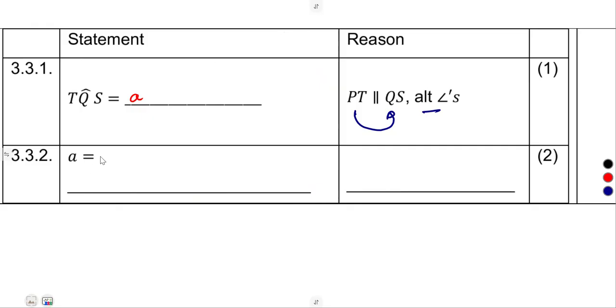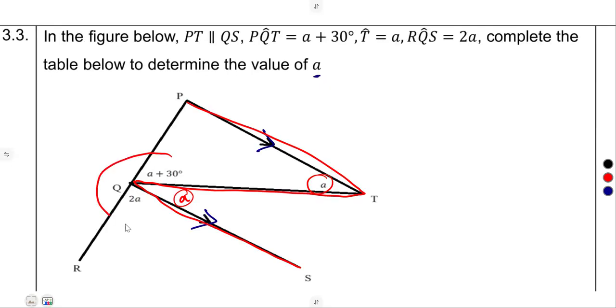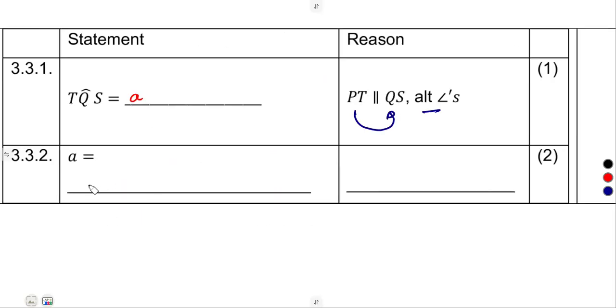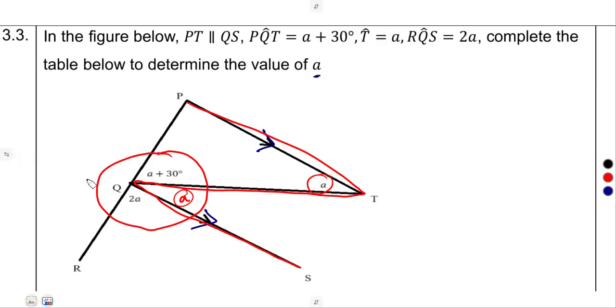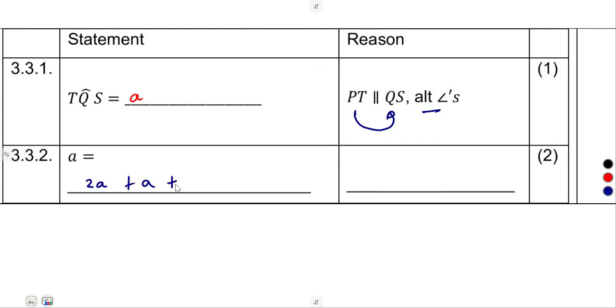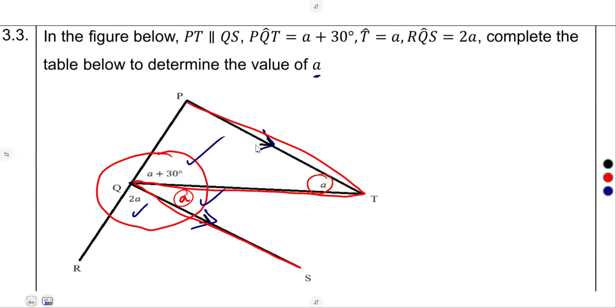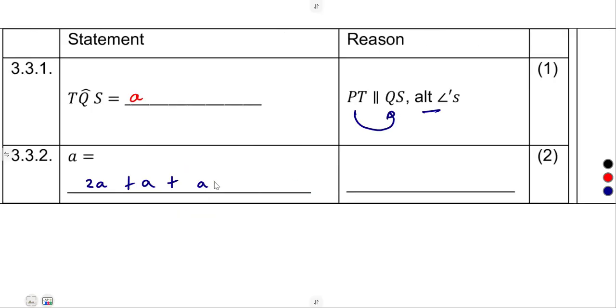So to find A, what can we do? We have got a straight line here, so we can use angles on a straight line, as we do understand that if we add all these, we must have 180 degrees for a straight line. So let's use that one. So to find angle A, we're going to add the 2A, plus A, plus the remaining angle, this one, A plus 30 degrees. We must obtain 180 degrees. That is for angles on a straight line.